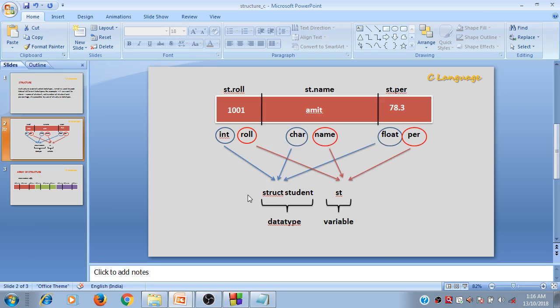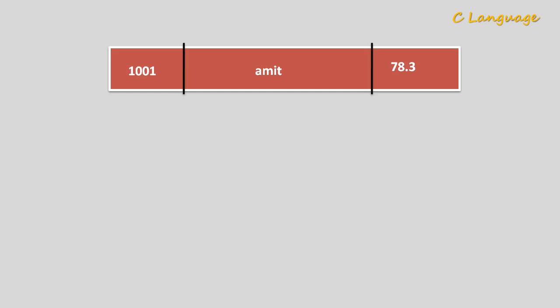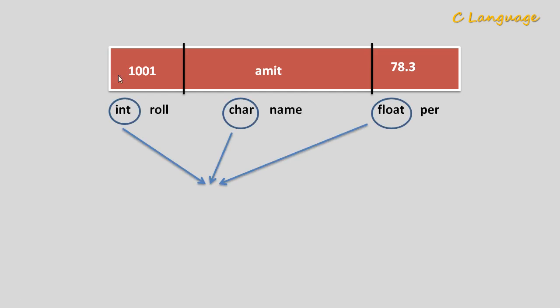Here is a block diagram, and with the help of this diagram the things will be more clear. We'll see how to declare the structure. When you declare the structure in such a way, the locations will be allocated.